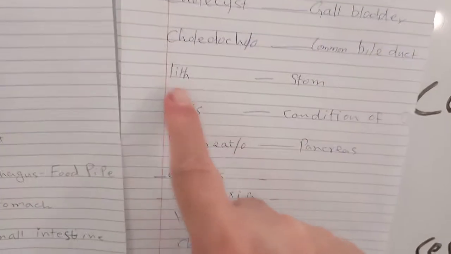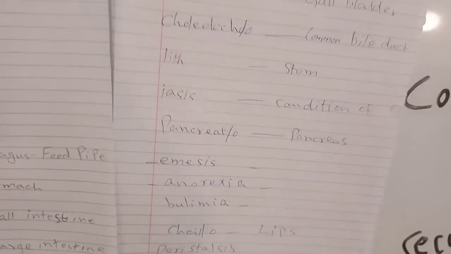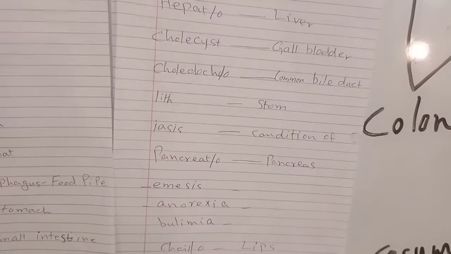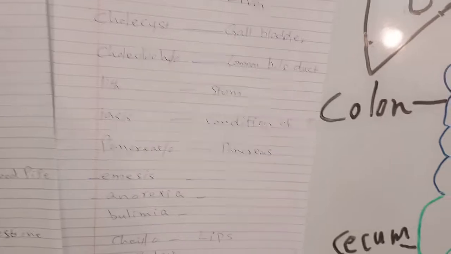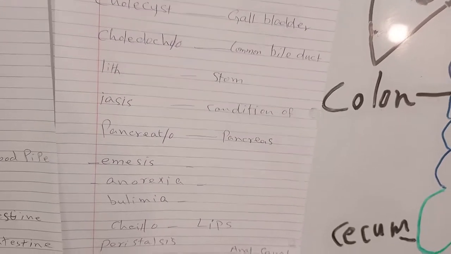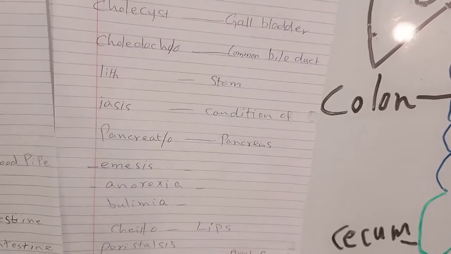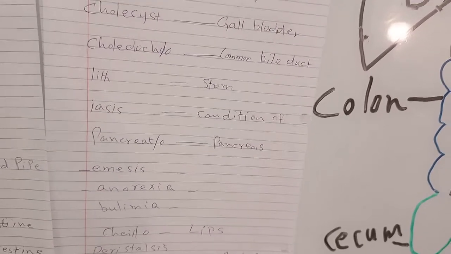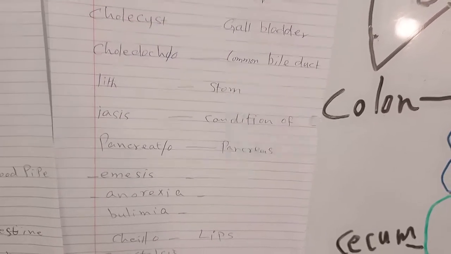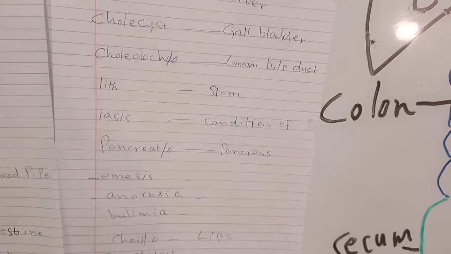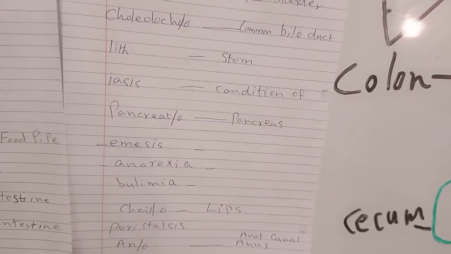Then the word is lith. Lith means stone, and iasis means condition of. Cholecystitis, infection in the gallbladder. Cholecystolith, stone in the gallbladder. Choledocolithiasis, condition of stone in the common bile duct. Choledoco is common bile duct. Cholecyst is gallbladder. Choledocolith, stone in the common bile duct.